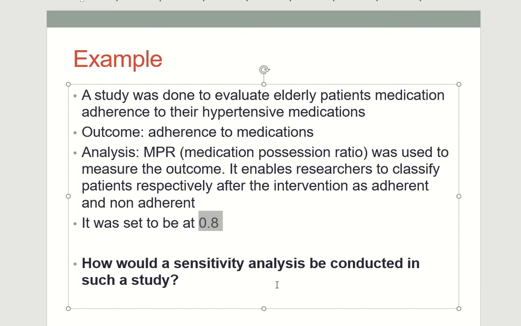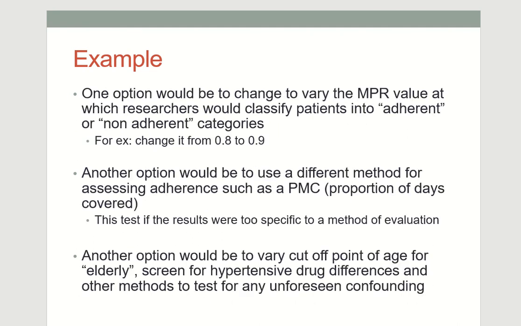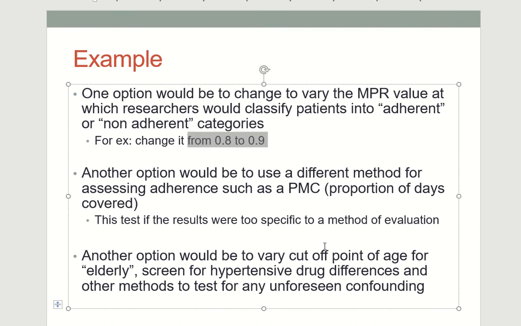So how would a sensitivity analysis be conducted in such a study? I think I just answered that question. One option would be to vary the cut-off value at which researchers classify patients as adherent or non-adherent. Meaning instead of 0.8 they use 0.9, and they rerun the analysis to see if there is an association between, I think it was elderly, and medication adherence. Another option would be to use different methods for assessing adherence, such as PDC. So totally change the method by which you're measuring your outcome, use a different one and see what you get.